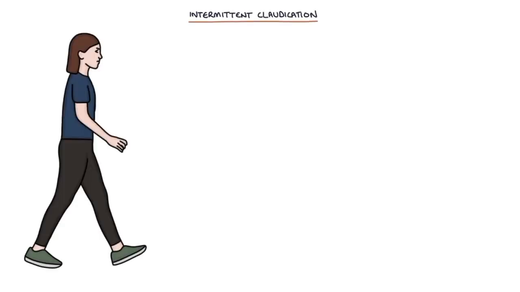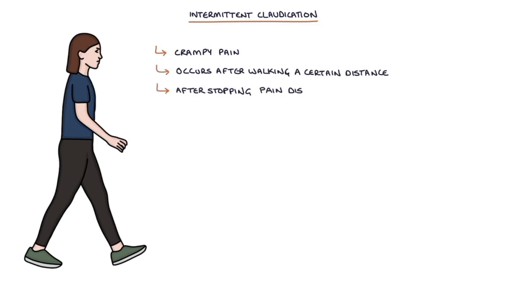Let's talk in more detail about intermittent claudication. Peripheral arterial disease presents with intermittent claudication. Patients may describe a crampy type pain that predictably occurs after walking a certain distance. After stopping and resting, the pain will disappear. The most common location is the calf muscles, but it can also affect the thighs and buttocks.